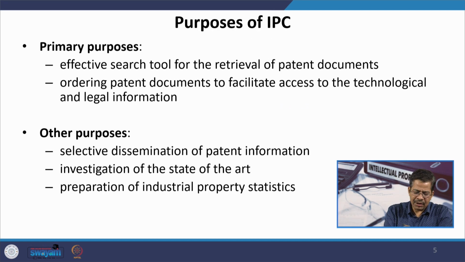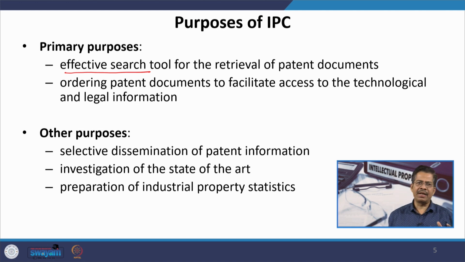The primary purpose, as you could understand very easily, is effective search. Your primary search is based on this patent classification. There are different types of classes, subclasses, etc. which we will see, and on the basis of what type of keywords you are giving, it will search in a particular class of the patent.